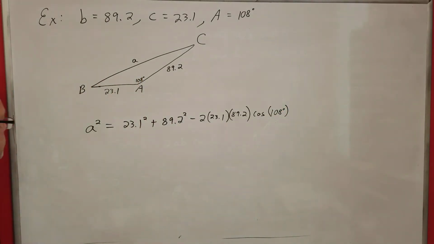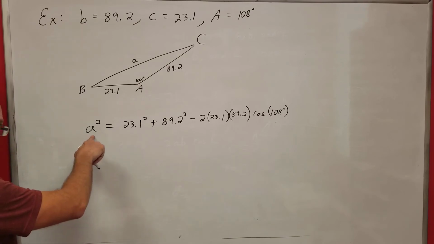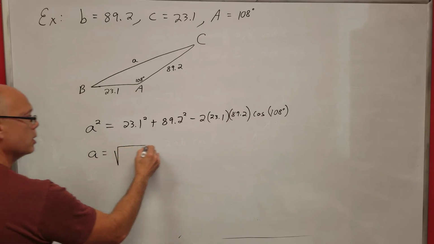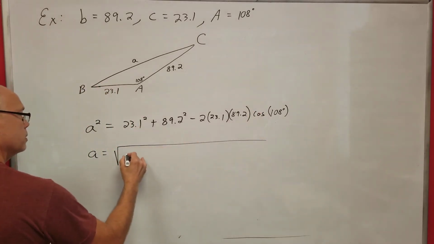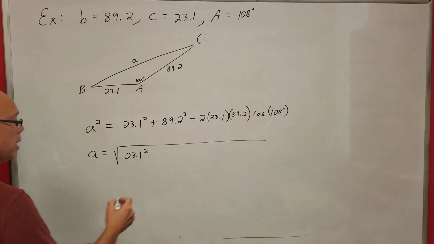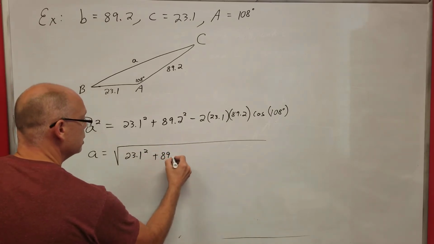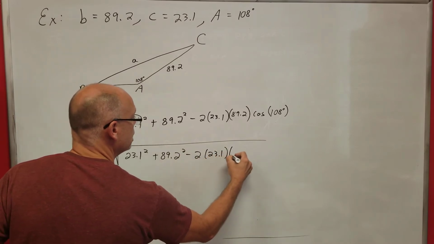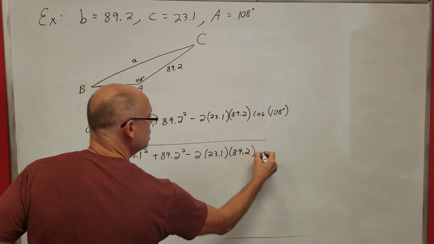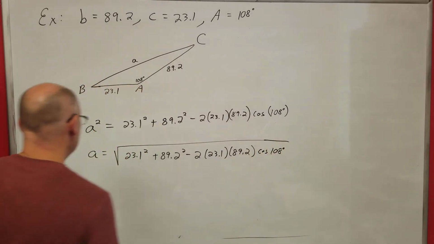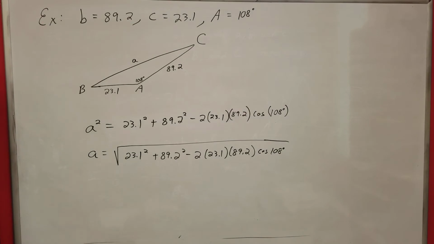Law of cosines. Now, if I want to solve for A, I'm going to take the square root of both sides. So I'll say A is equal to the square root of all this stuff. And I'm just going to write it down like this because I'm going to put this whole line in my calculator. 89.2 squared minus 2 times 23.1 times 89.2 times the cosine of 108 degrees. And go ahead and put the radical and all in your calculator and calculate this.